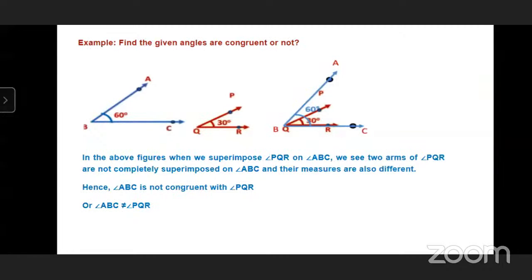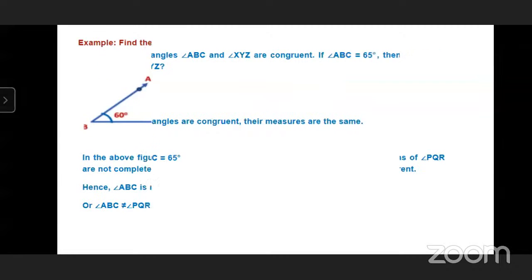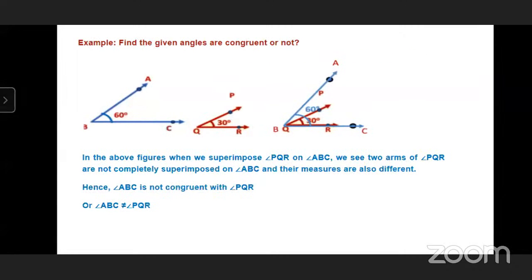For more understanding, we take more examples like this. Here two diagrams are given. One angle is 60 degrees and another one is 30 degrees. When we put the two angles on each other, we cannot match them, so we can say easily that these two angles are not congruent.